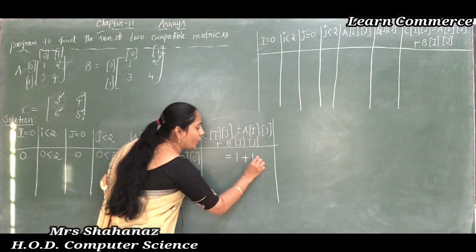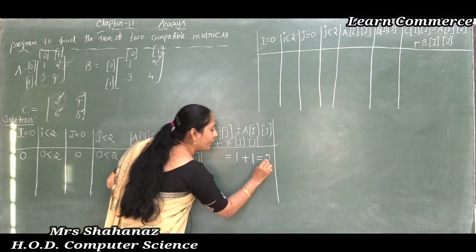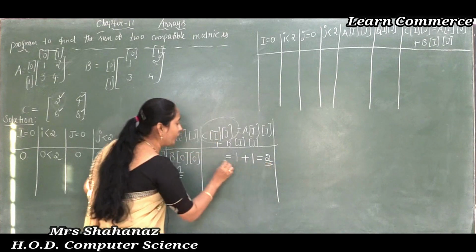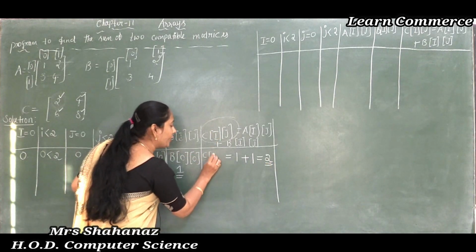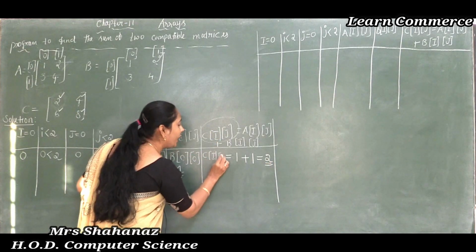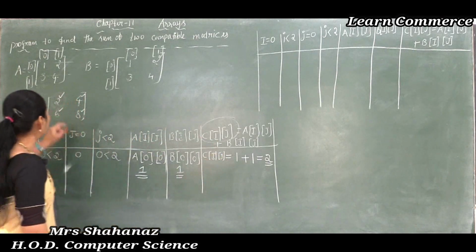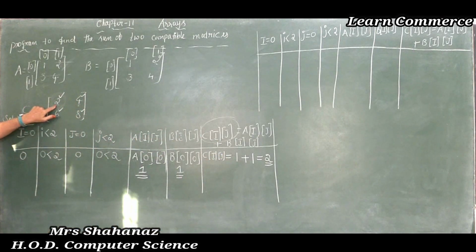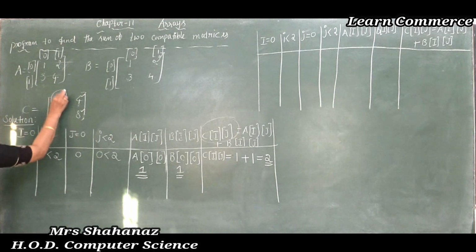Now I am going to add 1 plus 1, the value is 2, correct? No, the value is 2 here, and I am going to add such value in case of the C of ij. Is it possible? What's the result of the first row number? The result of the first row number is 2.